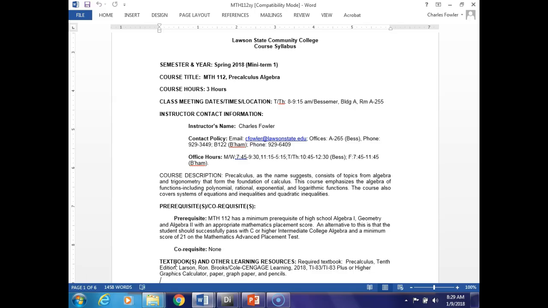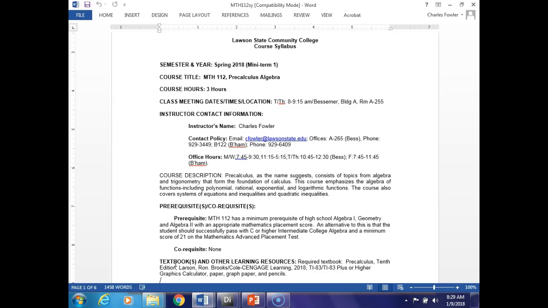Course description. Pre-calculus, as the name suggests, and by the way, I didn't write this. No one here at the college wrote it. This was something that was developed by a committee of 2-year college people and 4-year college people in the state of Alabama, and they agreed if we teach this, they give you credit for it. So, pre-calculus, as the name suggests, consists of topics from algebra, because it's pre-calculus algebra.